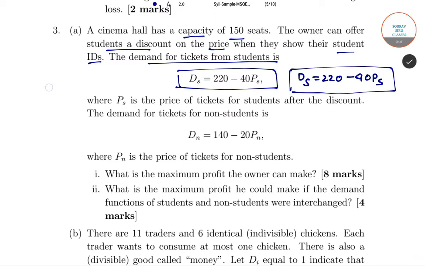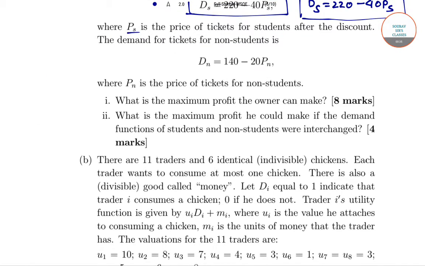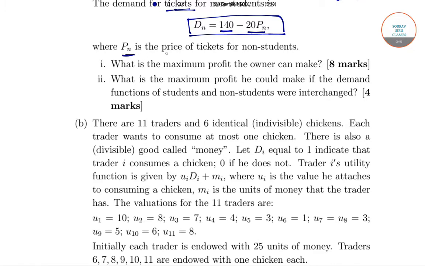Here PS is the price of tickets for students after the discount, and the demand curve function for non-students is given as DN equals 140 minus 20 PN. Here PN is the price of a ticket for non-students.